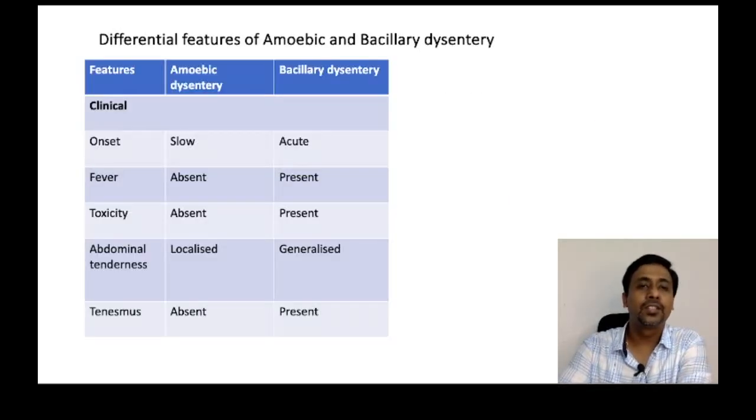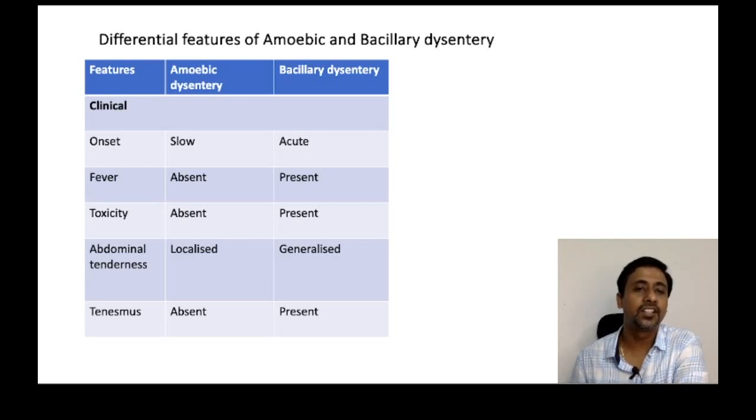So now coming to the differences, very quickly. First, the differences in the clinical presentation of amoebic dysentery and bacillary dysentery. The onset of amoebic dysentery, as you can see, is slow, whereas bacillary dysentery is acute. The very obvious reason for this is the multiplication time. Obviously, bacteria multiply much more rapidly compared to amoebae. Because of that, the onset of disease is slow or insidious in amoebic dysentery, and it is acute in bacillary dysentery because of the rapid multiplication of bacilli.